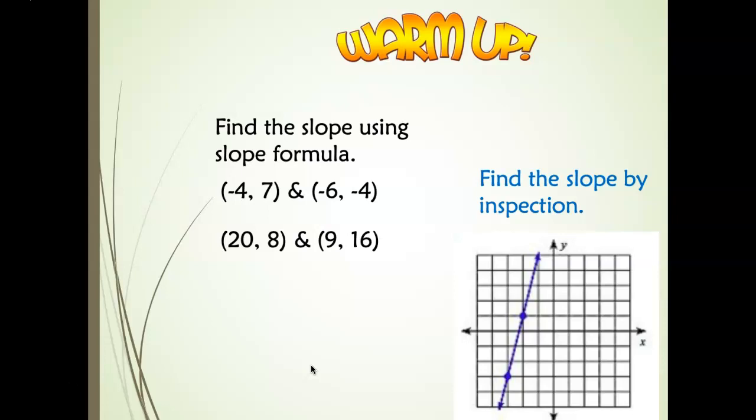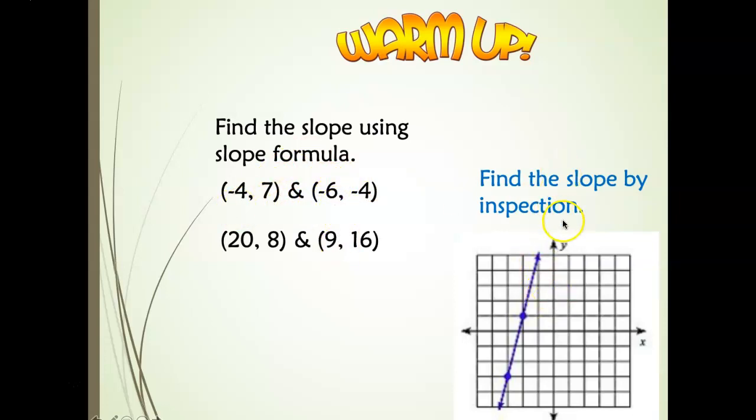The first one is warm-up. At this point, you're going to pause the video and answer these two questions. For the first part, you need to use the slope formula, wherein you assign y sub 2 minus y sub 1 divided by x sub 2 minus x sub 1. You need to find the slope of these two pairs.